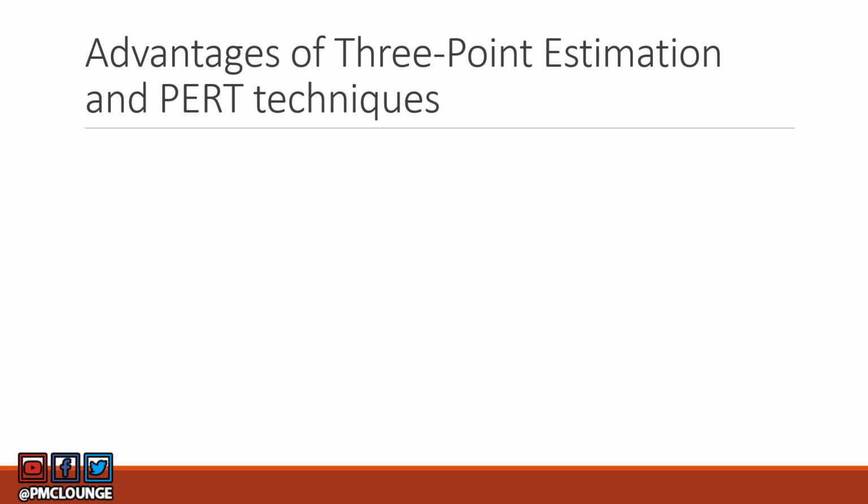So what are some of the advantages of three-point estimation and PERT techniques? Number one is increased accuracy over one-point estimate. Your parametric estimates and analogous estimates are all known as one-point estimates. They may require padding. Now, what do we mean here?